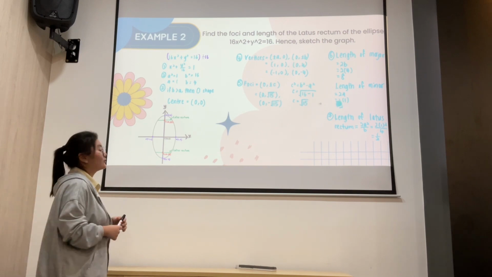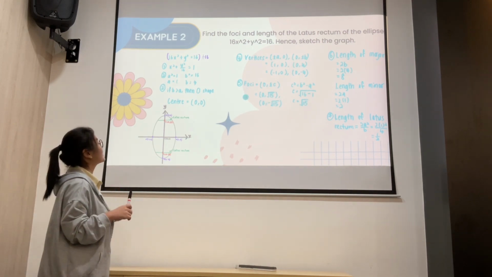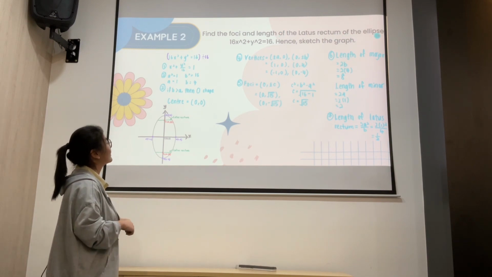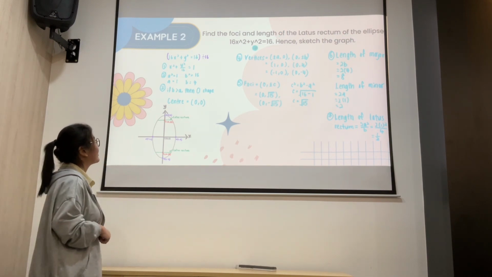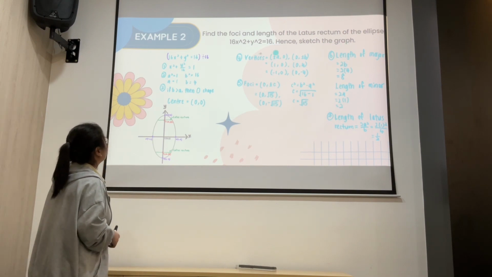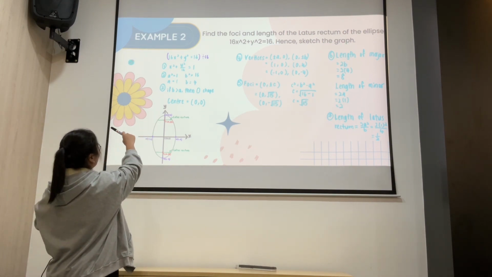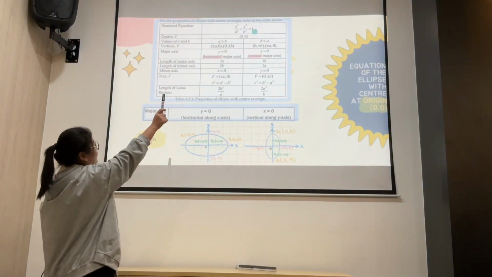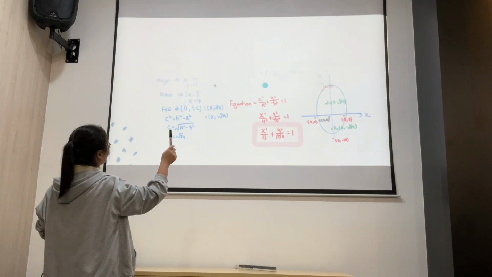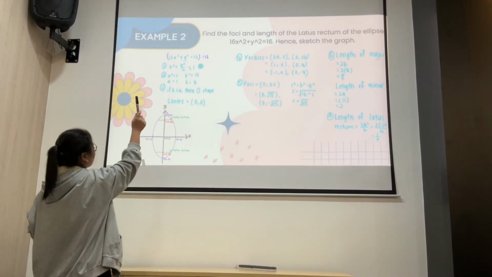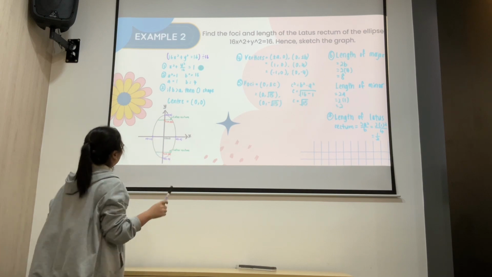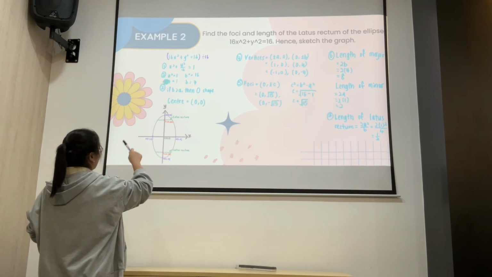So now we are going to discuss example 2, which is to find the foci and the length of the latus rectum of the ellipse 16x squared plus y squared equals 16. Hence, sketch the graph. Based on the table, we know that the standard equation has to equal 1. Therefore, we divide the equation by 16 to form a new equation, which is x squared plus y squared over 16 equals 1. Therefore, we have to find a and b.